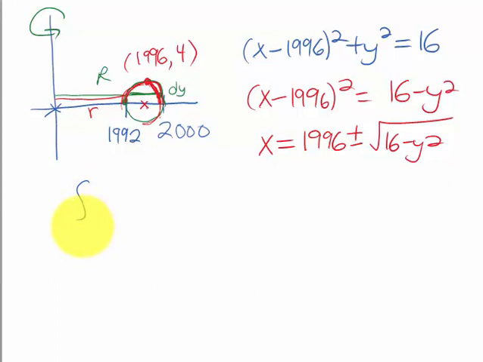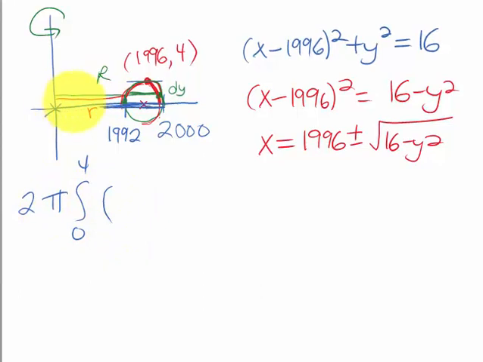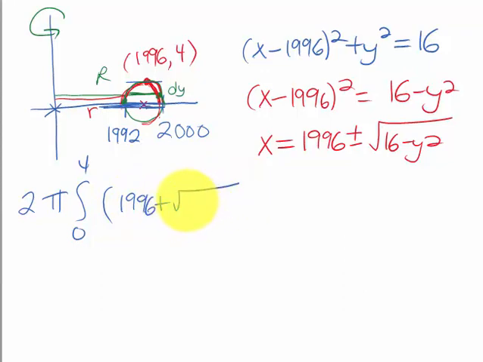So we're writing in terms of y, and we're just doing this upper half. I'm going to double it, so let's go ahead and put our 2 there. So we see the y would go from 0 up here to 4. And then we've got pi big R squared minus pi little r squared. So we'll put the pi out in front. So we need this big radius squared. Well, that was 1996 plus the square root of 16 minus y squared. And that would need to be squared.